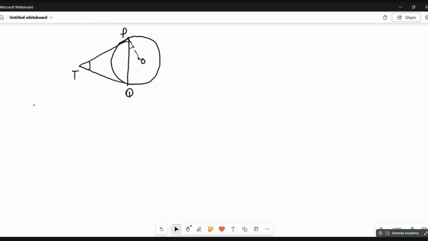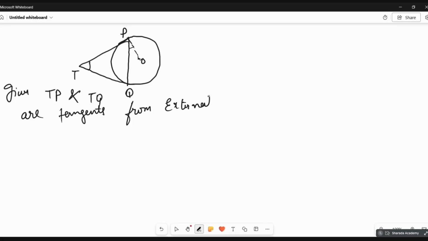Listen now. So given, TP and TQ are tangents from external point T. Now what you have to prove? To prove that 2 times OPQ will be equal to PTQ. I have to prove.